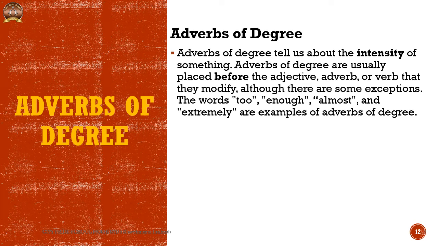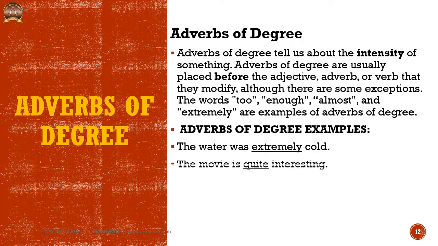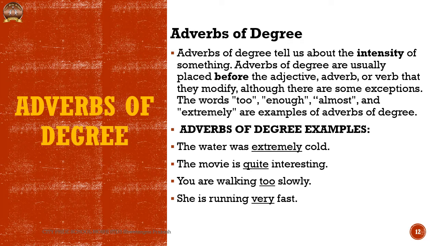Then degree. It tells you about the intensity of something happened, to what extent it was done. And it is placed before the adjective, adverb or verb that they modify. There are some exceptions. As I have always told you, English is a language where you will find an exception of every rule. So, see the examples. We have already studied these all in the last classes. Okay, extremely cold. The intensity of cold, quite interesting. Too slow, very fast. All are telling the intensity of the action.